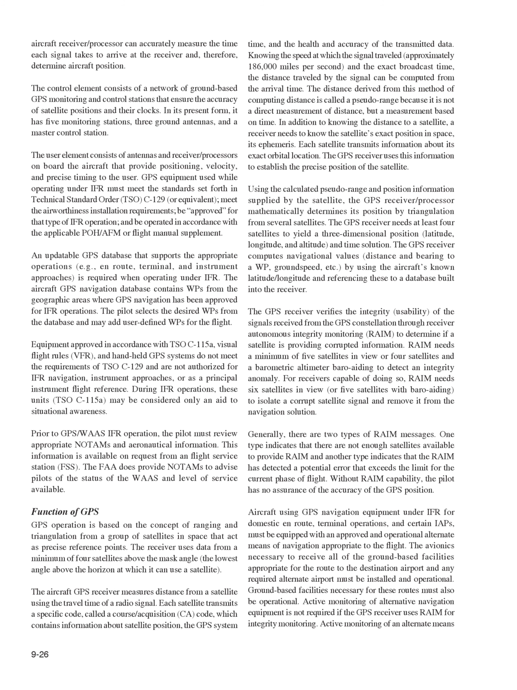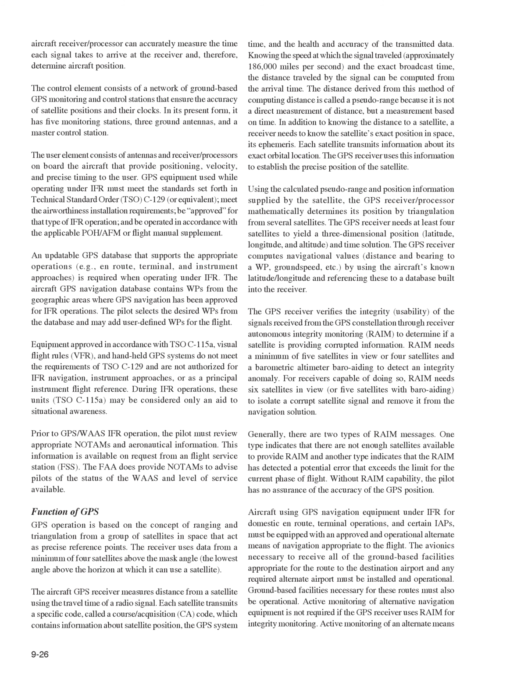The control element consists of a network of ground-based GPS monitoring and control stations that ensure the accuracy of satellite positions and their clocks. In its present form, it has 5 monitoring stations, 3 ground antennas, and a master control station. The user element consists of antennas and receiver/processors on board the aircraft that provide positioning, velocity, and precise timing to the user. GPS equipment used while operating under IFR must meet the standards set forth in Technical Standard Order, TSO, C129, or equivalent, meet the airworthiness installation requirements, be approved for that type of IFR operation, and be operated in accordance with the applicable POH/AFM or flight manual supplement.